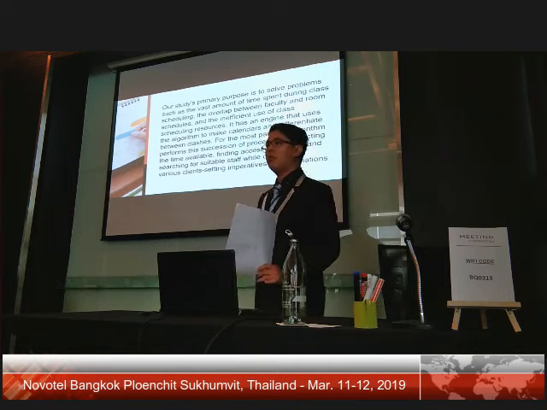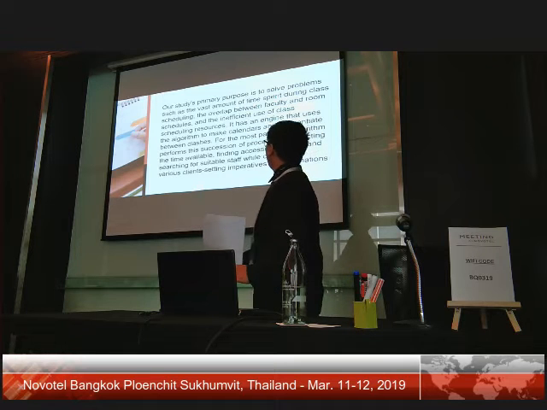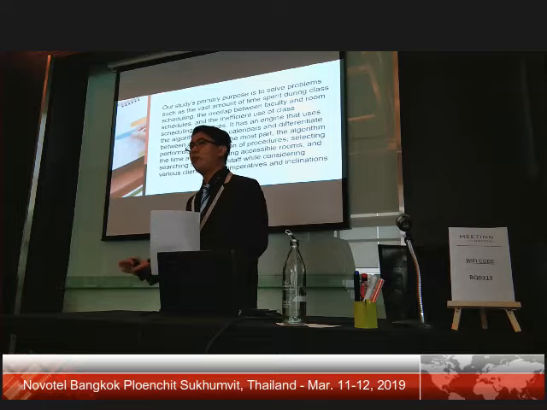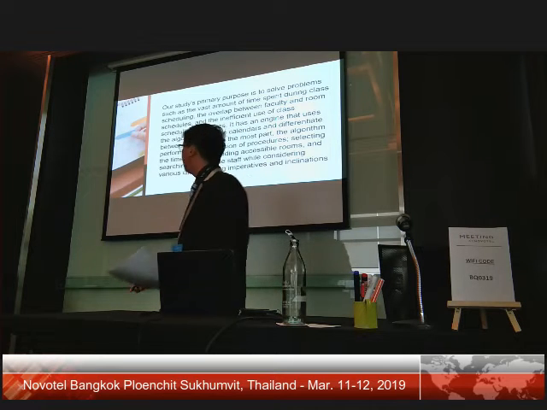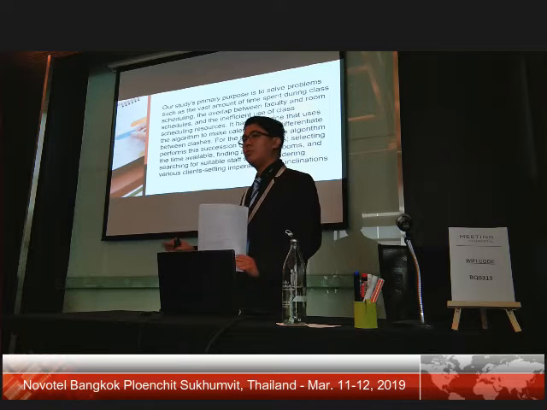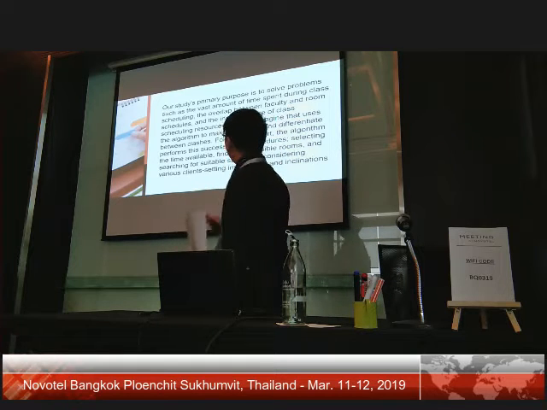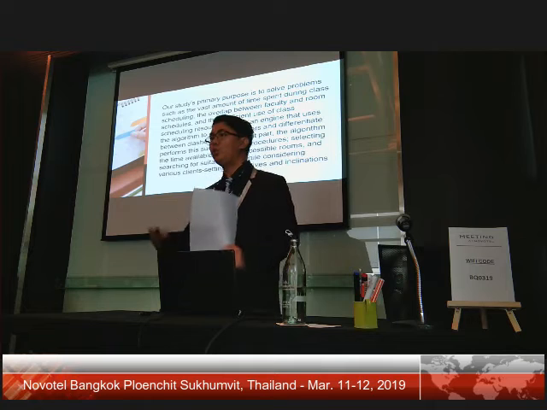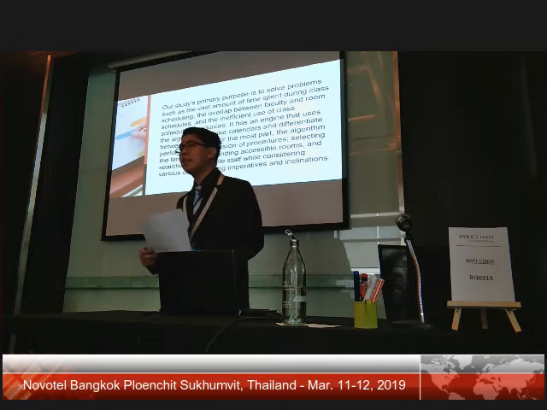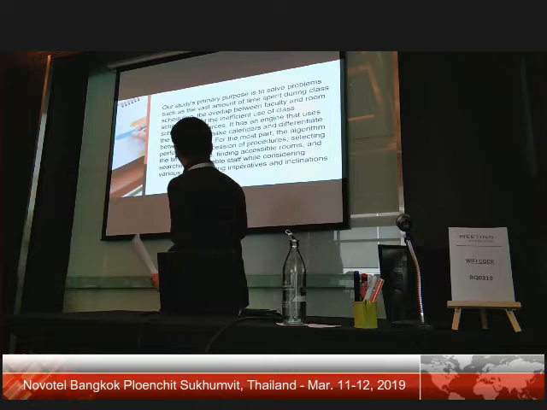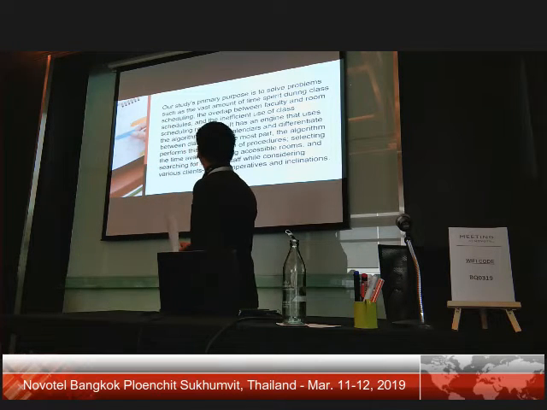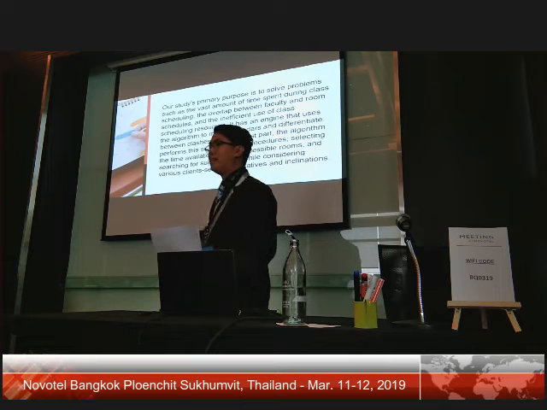Our study's primary purpose is to solve problems such as the vast amount of time spent during class scheduling, the overlap between faculty and room schedules, and the inefficient use of class scheduling resources. The system has an engine that uses the algorithm to make calendars and differentiate between clashes.